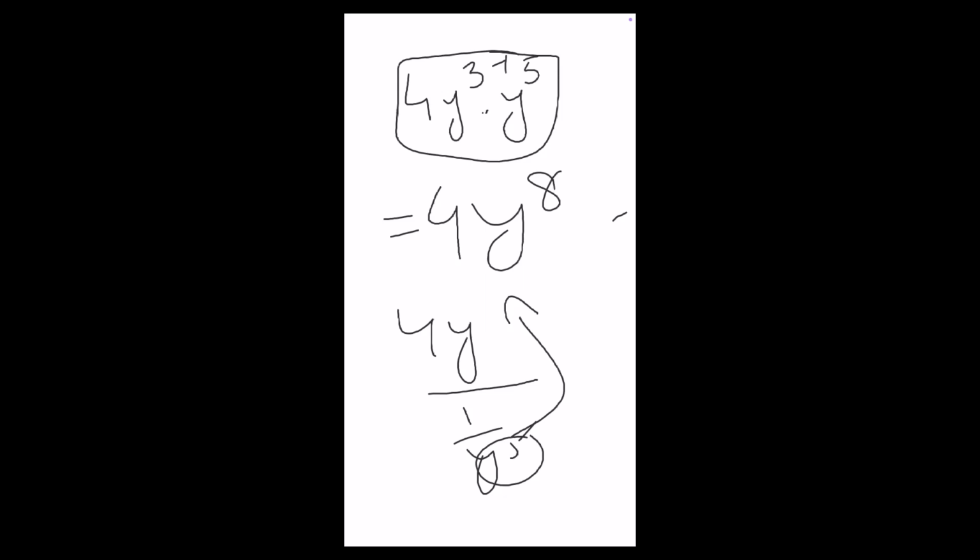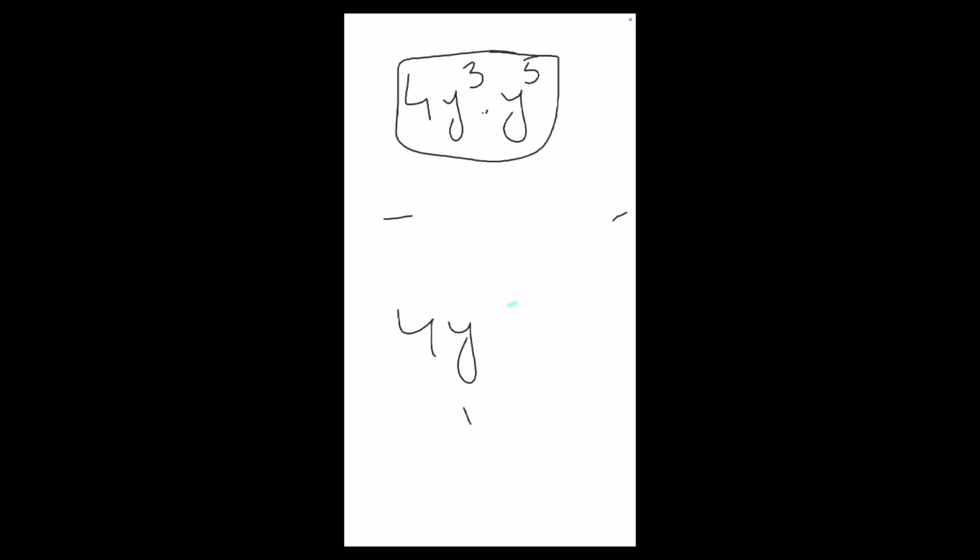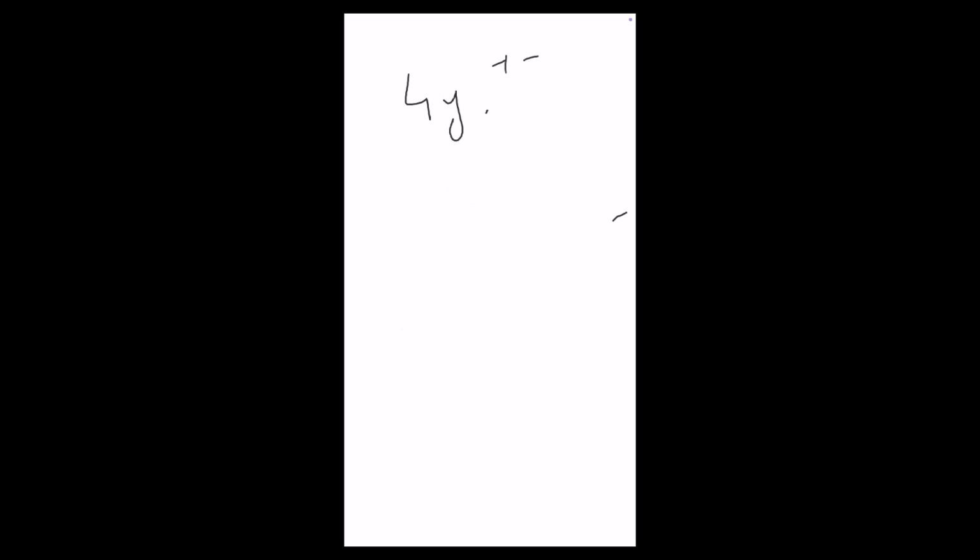So simply you have solved this one question with 3 different rules. The first one was the negative exponent rule. The second one was the quotient rule. And the third one was the product rule. Okay, so till here you are clear? Anything you wanted to ask?